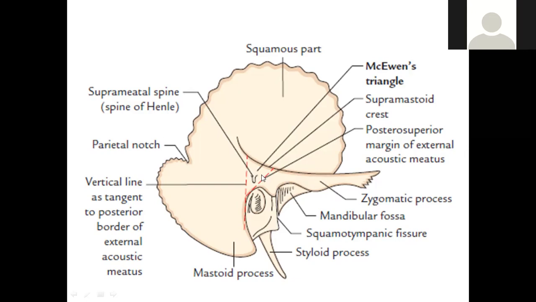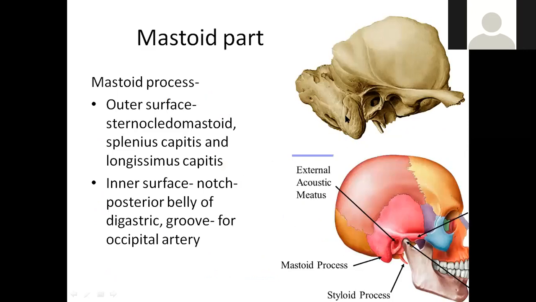So this is the posterior margin of the external acoustic meatus. This is a vertical tangent. You need not remember so many names, but just try to remember that we have the suprameatal triangle above the external acoustic meatus. This nipple-like projection is the mastoid part.